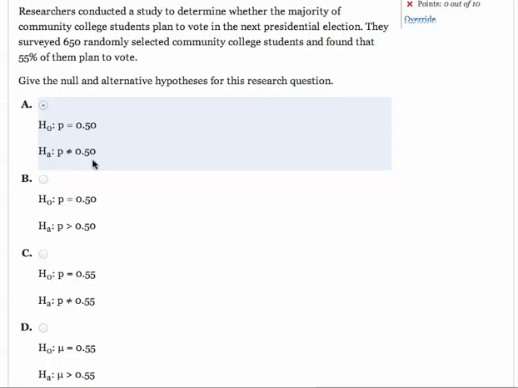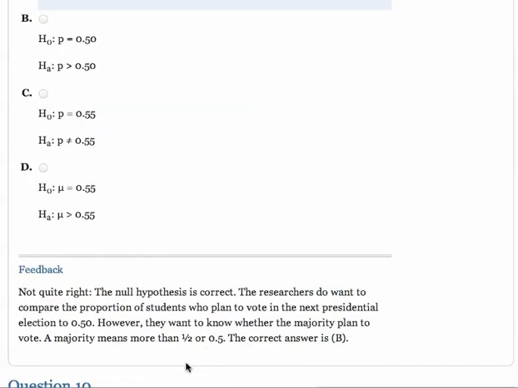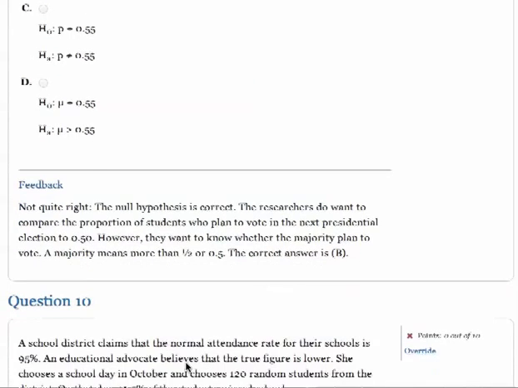You get the idea? We want to know if a majority votes, and so we want to test the alternative hypothesis that the majority voted for in the next presidential election. So that's why B is the correct answer. You can read their feedback. Probably explains it better than I do.